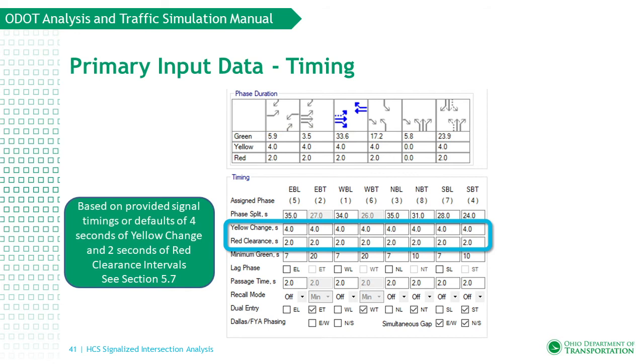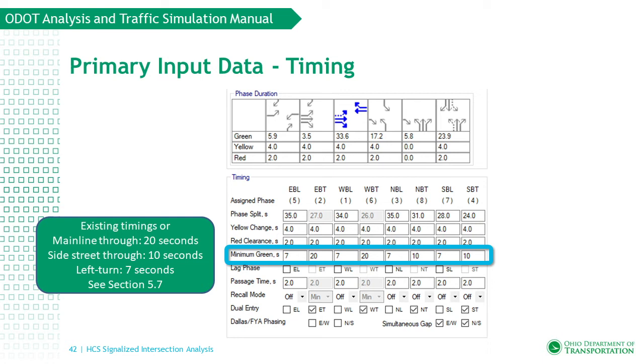The yellow change and red clearance intervals should be entered based on existing timing data. If such data is not available, defaults of 4 seconds for yellow change intervals and 2 seconds for all red intervals shall be used. See section 5.7 of the OATS manual for more information on these inputs. The minimum green times should also be entered based on the existing timing plans. If the existing timing plans are not provided, a minimum green time of 20 seconds should be used for main line through movements, 10 seconds for side street through movements, and 7 seconds for left turn movements. Refer to Section 5.7 of the OATS manual to learn more about the minimum green inputs.